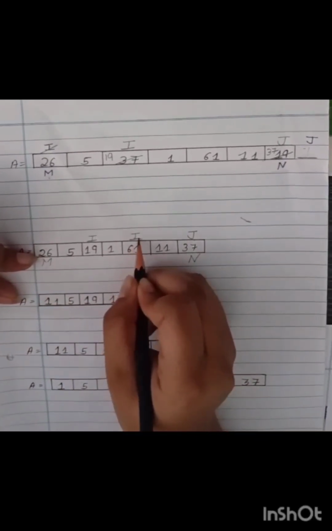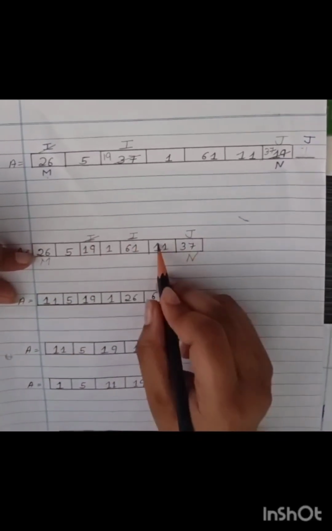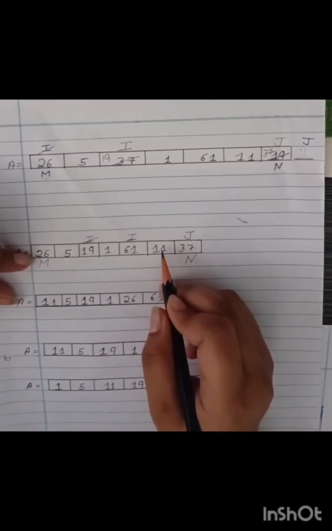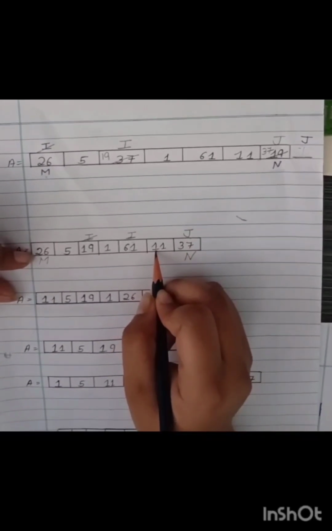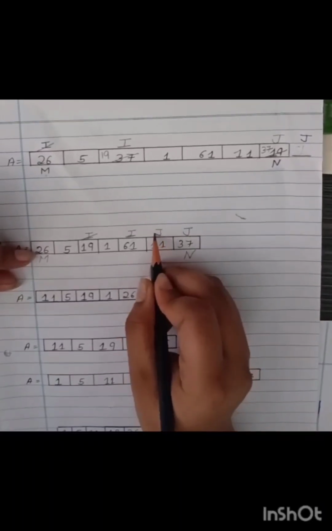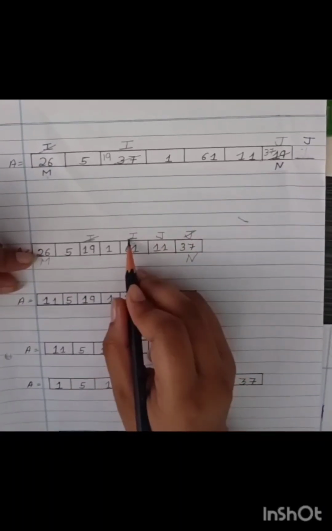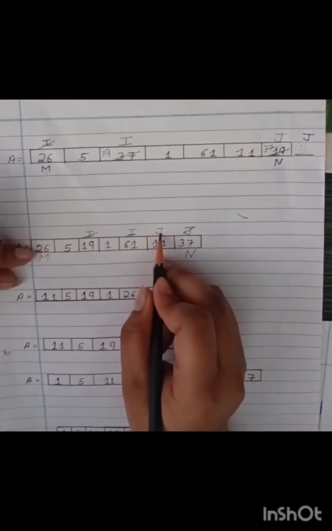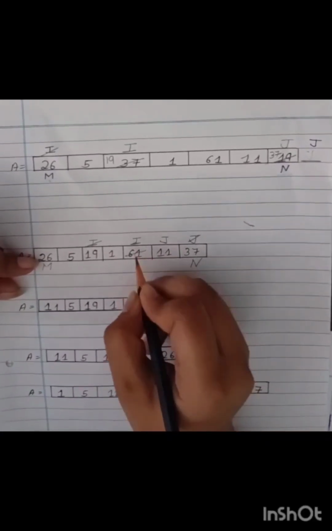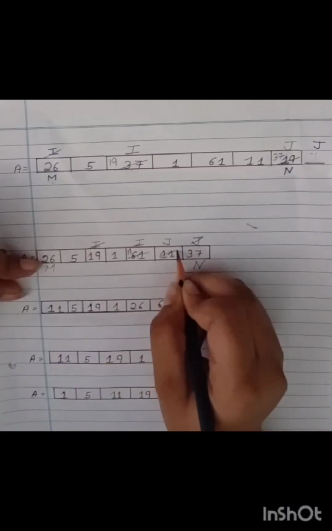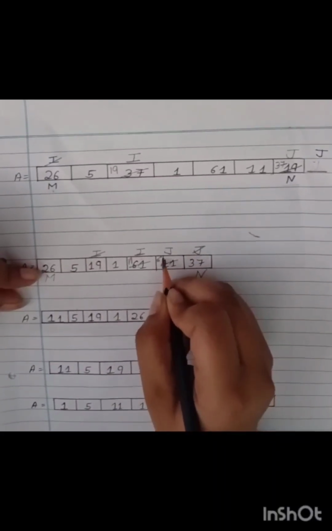So here we put i, and now from this side we have to check whether the value of j is less than or equal to the pivot or not. So yes, 11 is less than 26. So here we put our j. Now again in terms of position i is less than j, so again we have to swap these two values. So in place of 61 we put 11, and in place of 11 we put 61.